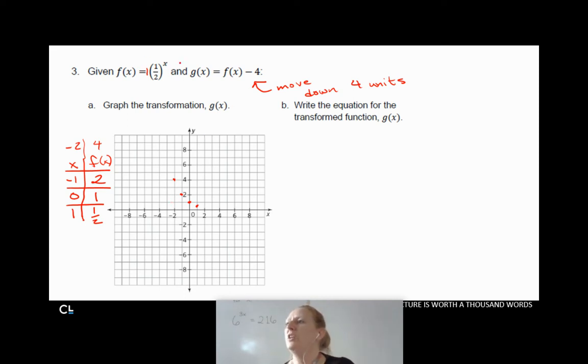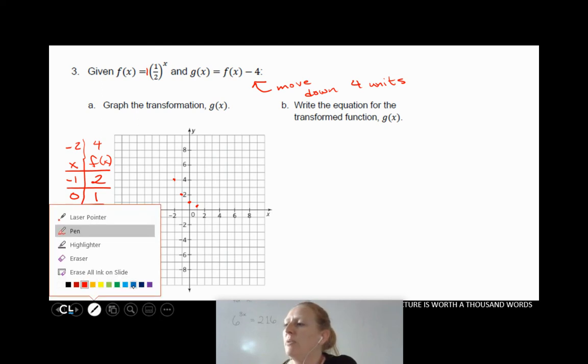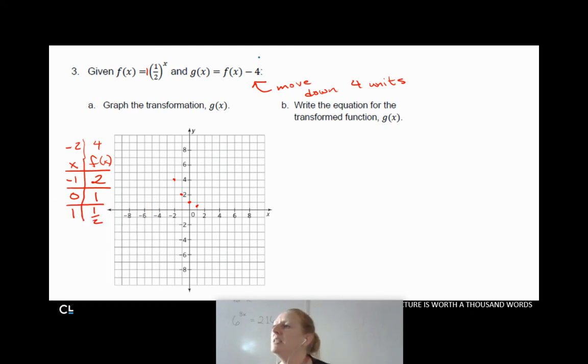But I don't want this function. I want this function. So let me grab another color. And this means we're going to move down 4 units. So I'm not even going to draw the graph yet. I'm just going to take every single one of these points and I'm going to move it down 4 units.